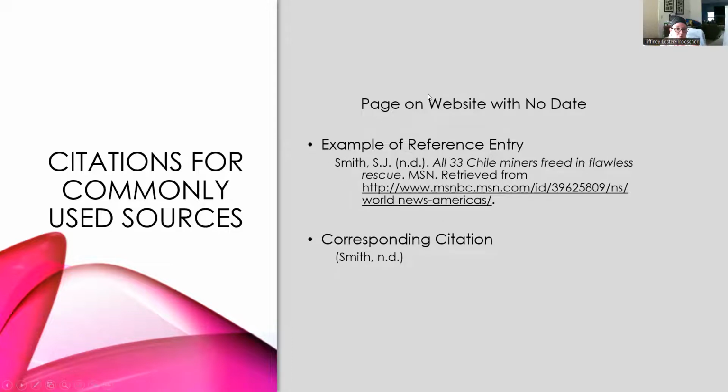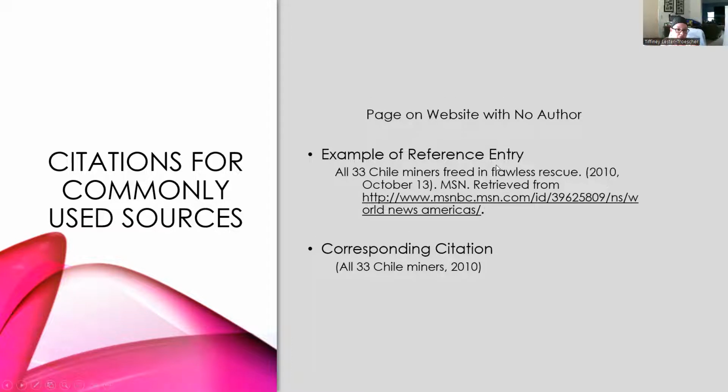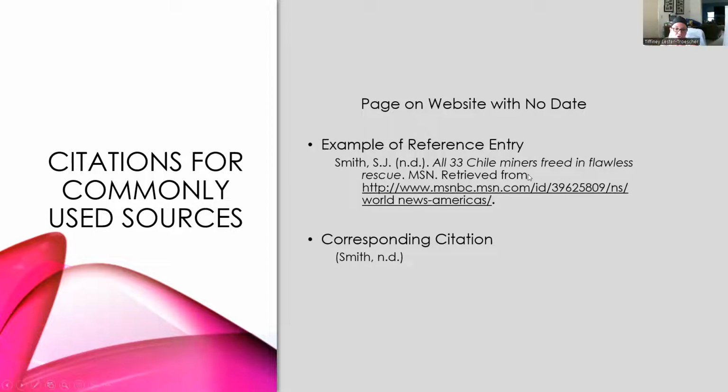You have a website with no date. So let's pretend like that article here, we looked at it as if it didn't have an author, but did have a date of publication. Now we're going to look at it like it has an author, but no date of publication. If it has an author, I know that's how my entry started, so that's what's going to go in my parentheses. I didn't have a date of publication, so in my entry, I put lowercase n period, lowercase d period. That's what I'm going to put in my citation too.